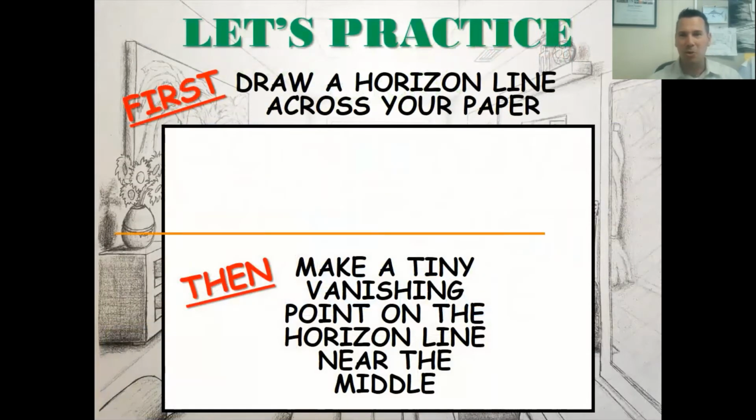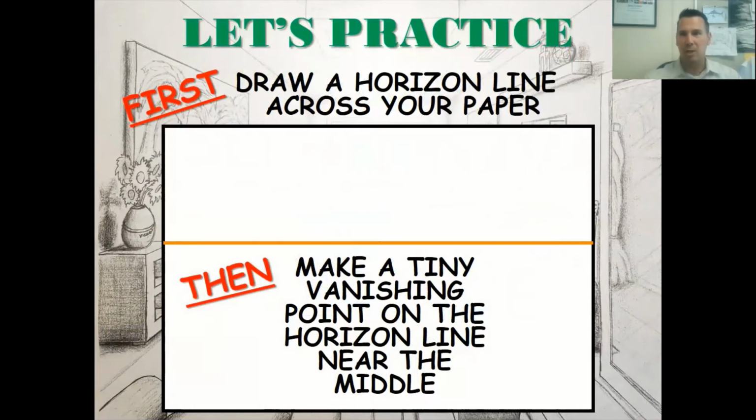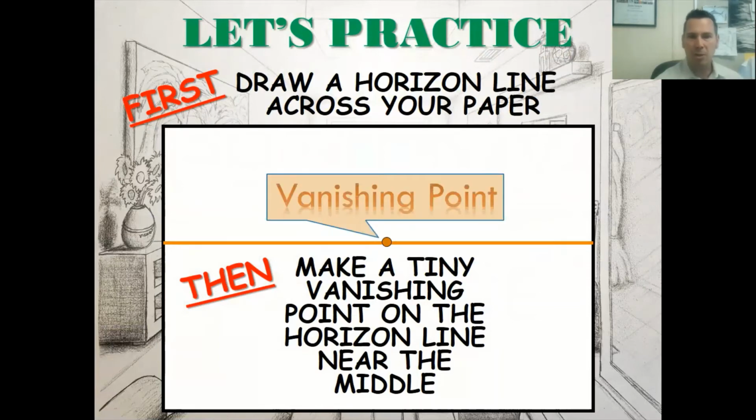So what I want you to do on your piece of paper is hold it landscape, which means long man, wide man, that way. And I want you to draw this horizon line or horizontal line through about the center of your paper, maybe a little bit higher than the center of your paper. Draw that straight across. Then make a tiny little point right somewhere near the middle of that line. That's going to be your VP, your vanishing point.